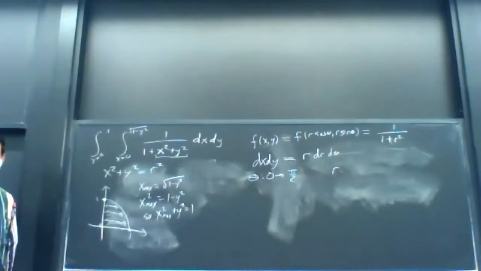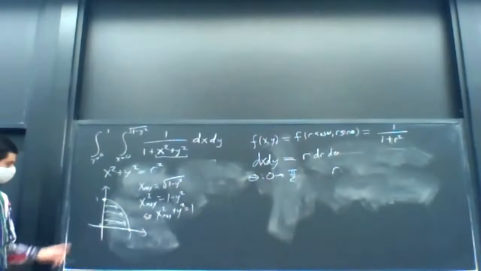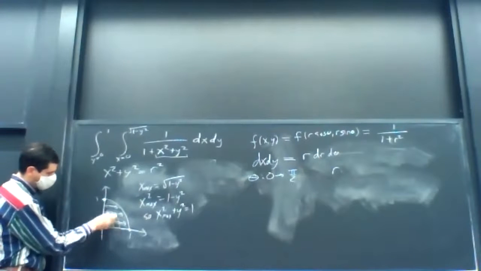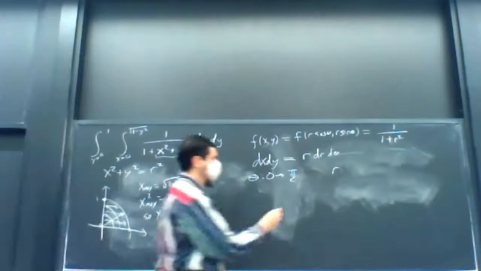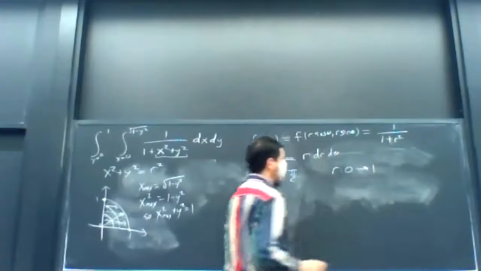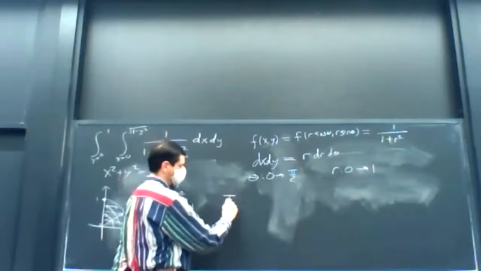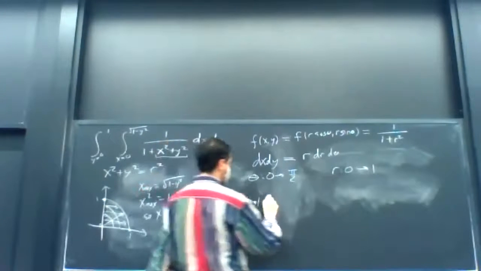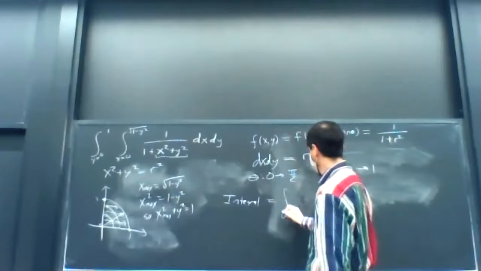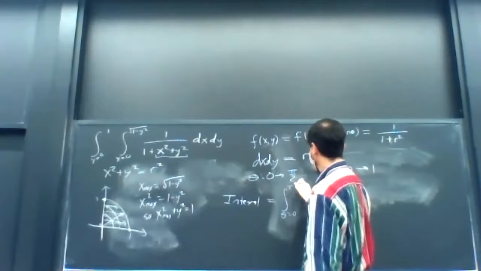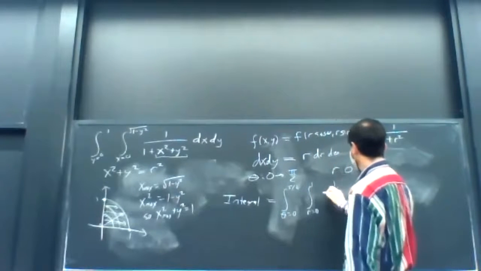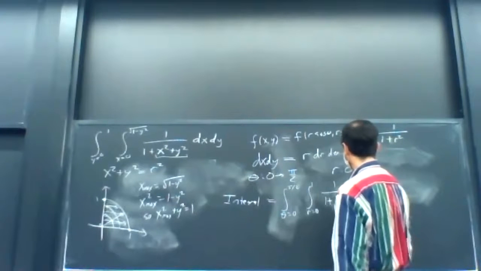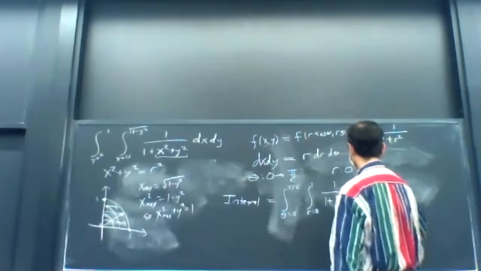What is r going to go to? 0 to 1. Now I have a circle of radius 1. So my angle is going to go like this, and my r is going to go up like that. And now my integral is just going to be the integral, theta goes from 0 to pi half, integral r goes from 0 to 1, 1 over 1 plus r squared, r dr d theta.